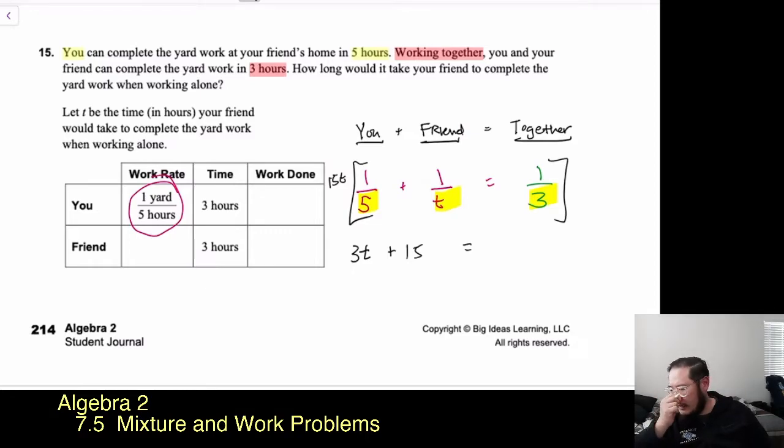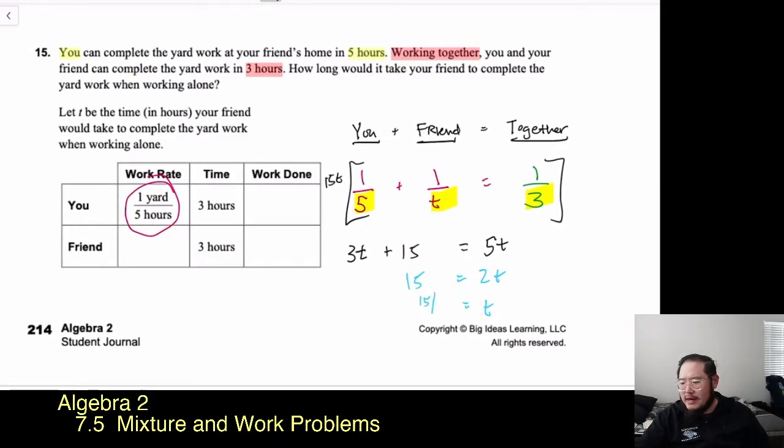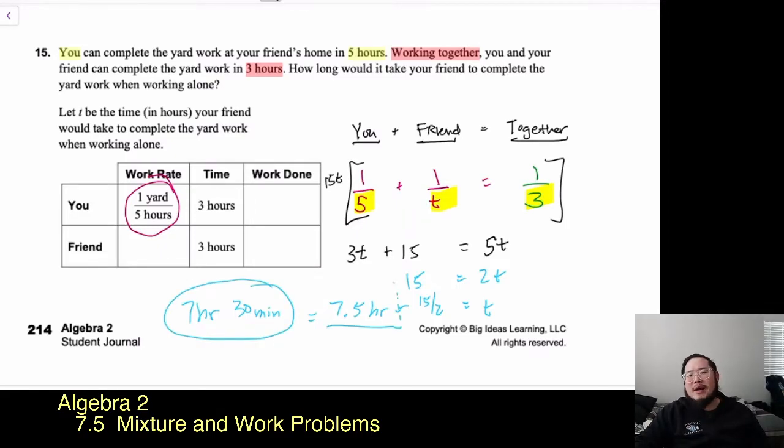All right, so let's get t by itself. I'll subtract 3t from both sides, and I've got 15 is equal to 2t. And t is equal to 15 over 2. Simply put, if we put that in hours, that is 7.5 hours, or specifically 7 hours and 30 minutes, because half of an hour is 30 minutes, or half of 60. Depending on the question and what they're asking you, you might be able to put 7.5 hours, or 7 hours and 30 minutes might be required.